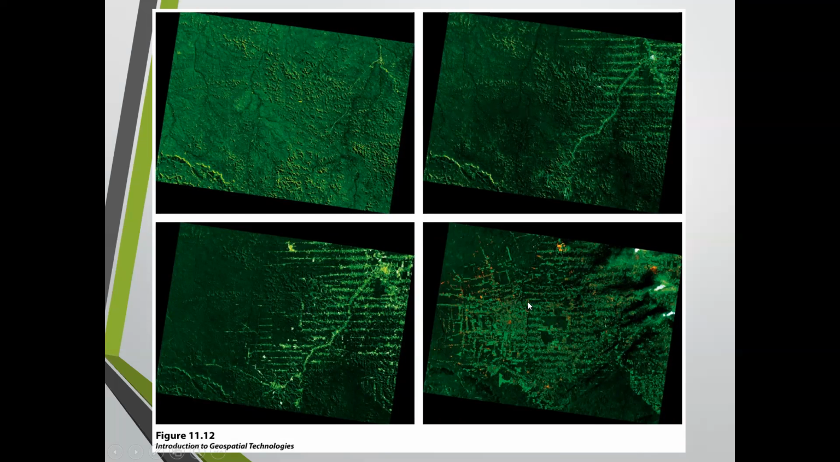So what you're looking at is how this deforestation pattern emerges, and it's kind of interesting because it starts out basically with a road that's cut through. So you have a road that comes down through here.